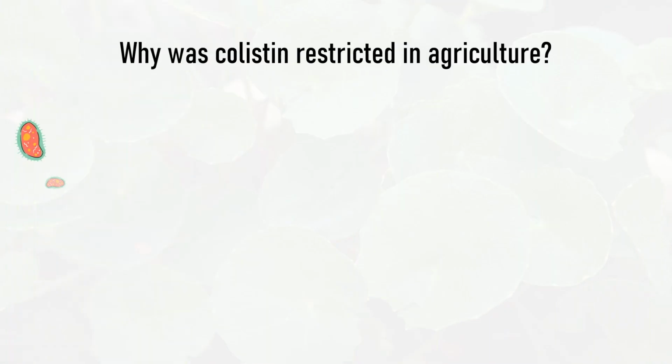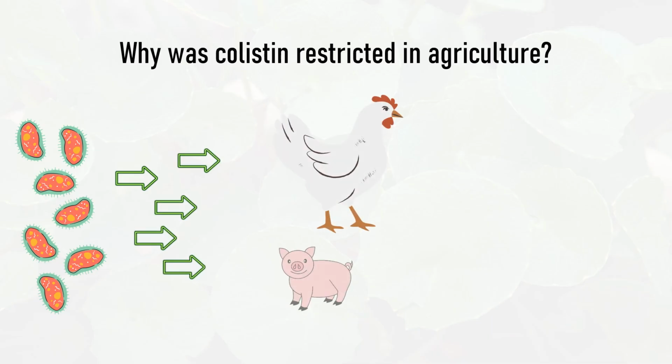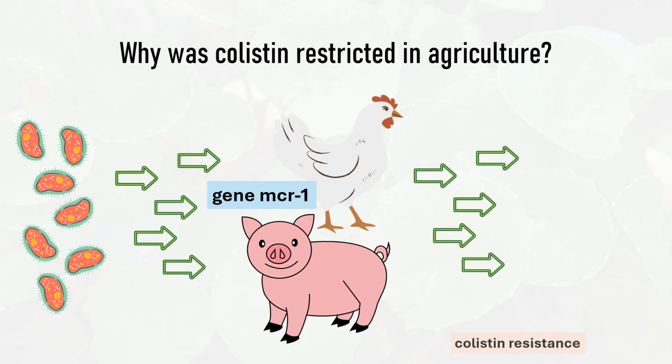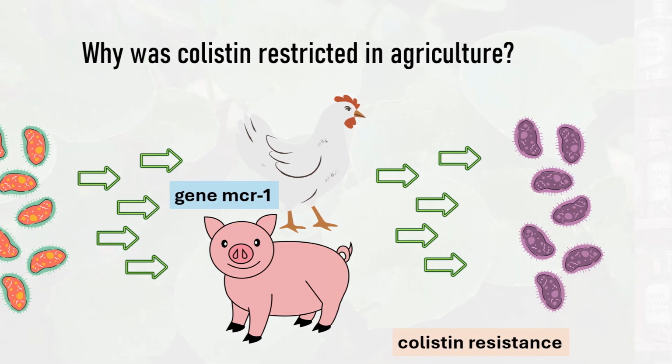the widespread use of antibiotics has led to the emergence of resistant bacterial strains. In 2015, the MCR-1 gene associated with resistance to colistin was discovered in China. This gene was detected in bacteria isolated from animals, meat products, and patients. Following this, many countries began restricting the use of colistin in agriculture.